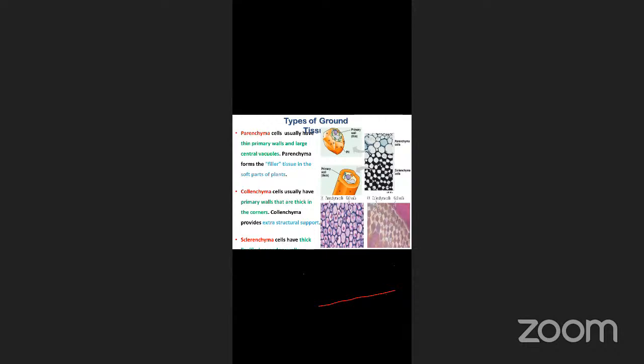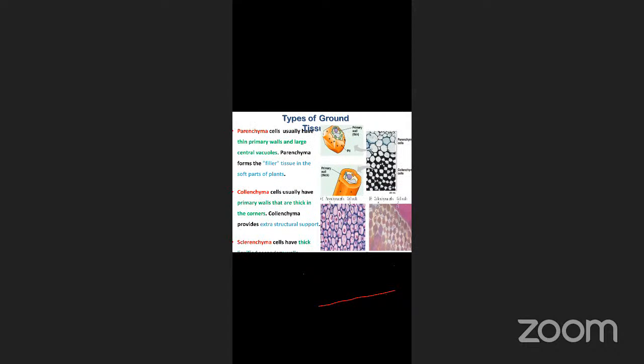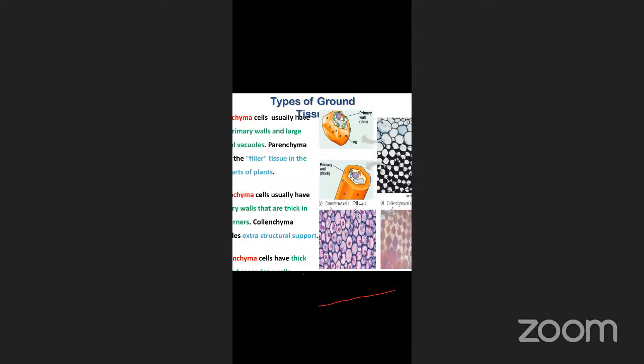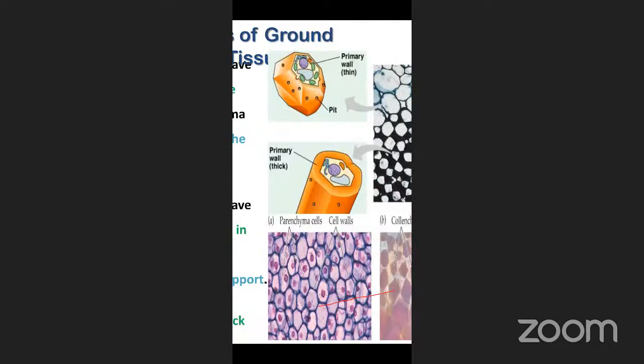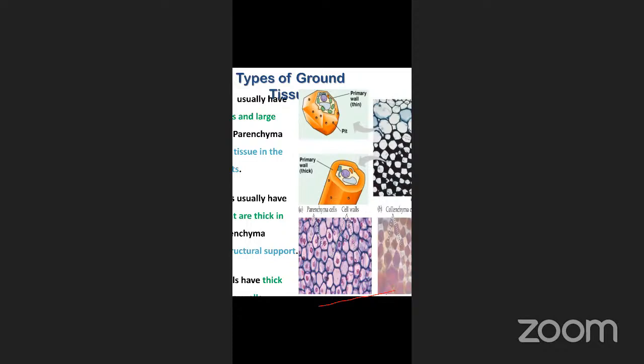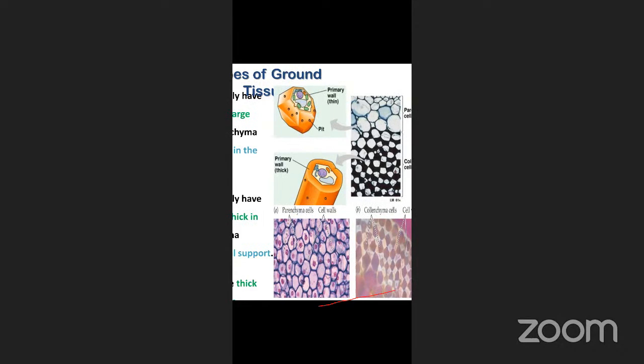Next, see here, parenchyma cells. That is the primary wall. A very soft type of tissue that shows pits. Pits are also there. Next, parenchyma cells, see here, different sizes and some intercellular spaces. Next, collenchyma. Parenchyma tissues are very soft tissues and almost equal in size.